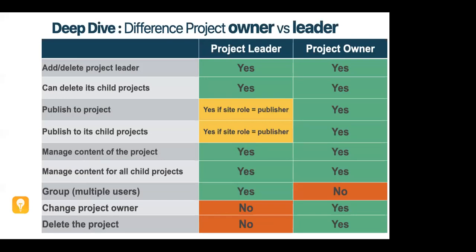You may ask, what is the difference between the owner versus leader? There are some differences. There are not a lot of differences. Okay. By and large, they can do almost the same thing. But for your understanding, I summarize what is the difference between those two. The key difference is at the bottom, where, of course, leader can be a group, can be multiple users. Owner is only one person. The owner can change a project owner. Leader cannot. The owner can delete a project. Leader cannot.